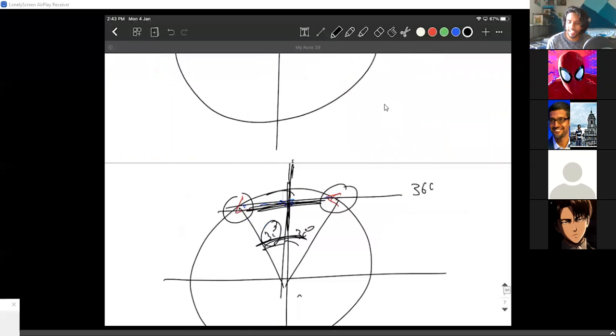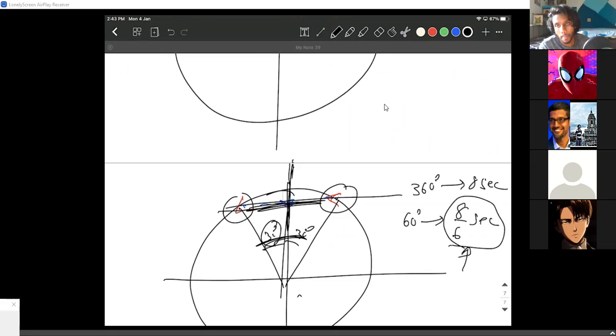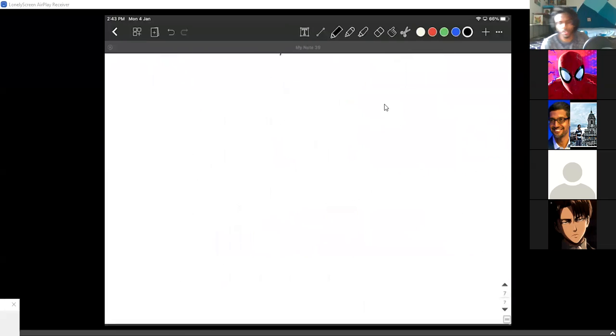For traveling 360 degrees, they take 8 seconds. For traveling 60 degrees, it's nothing but 8 by 6 seconds. So they have to travel by the phase difference value. No, here, coincidentally, they got the same value. Let me give you another question, it makes more sense to you, okay?